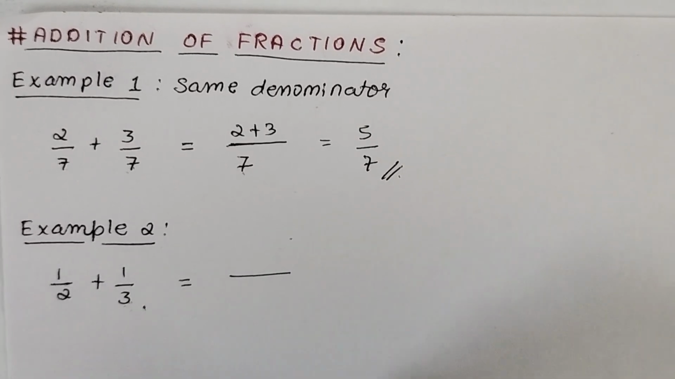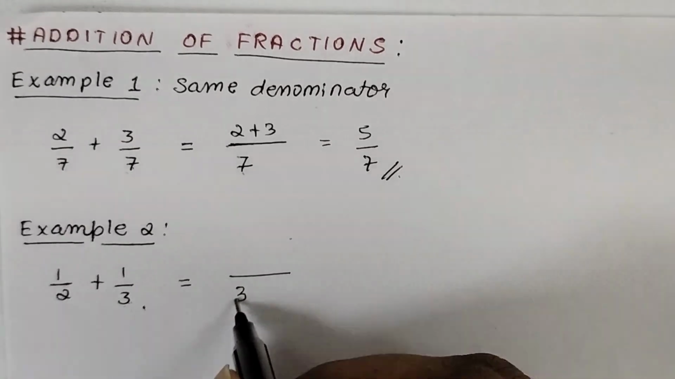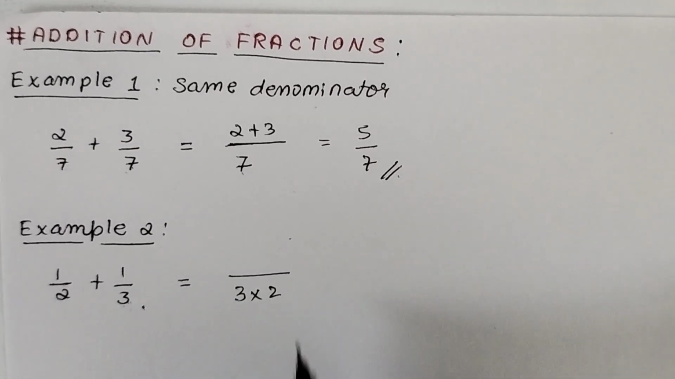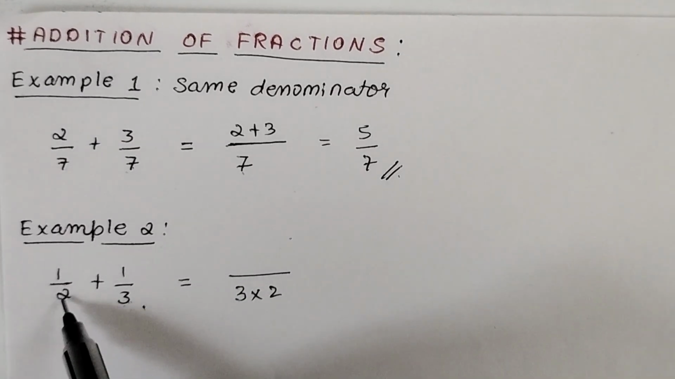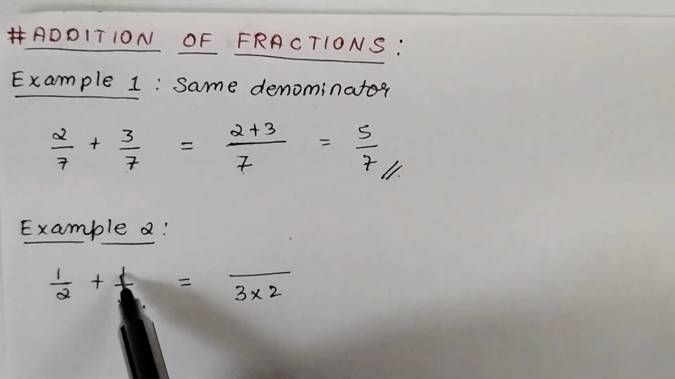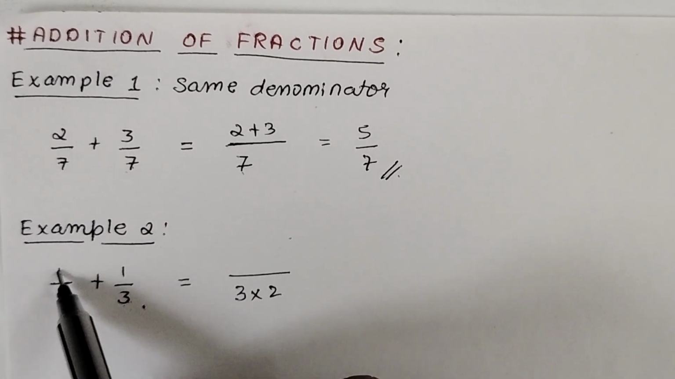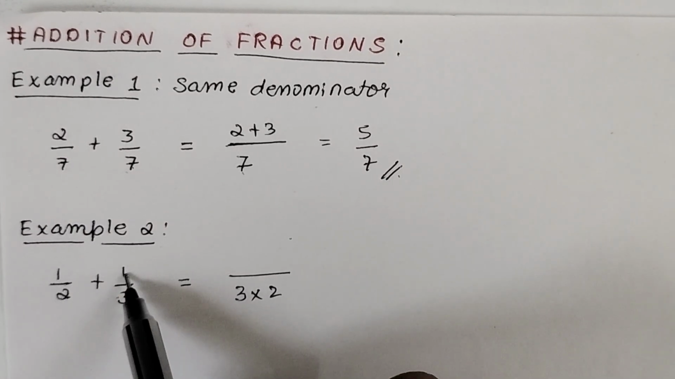In case of the different denominators, what we can do is, first we need to multiply the denominators. Then for the numerators, you need to multiply here 2 with 1 and 3 with 1. Like this, you need to cross multiply it.